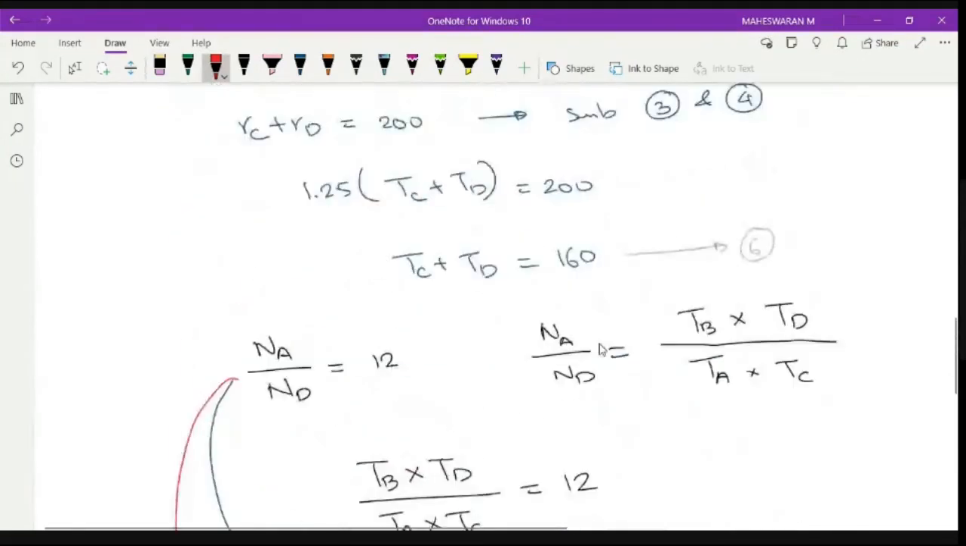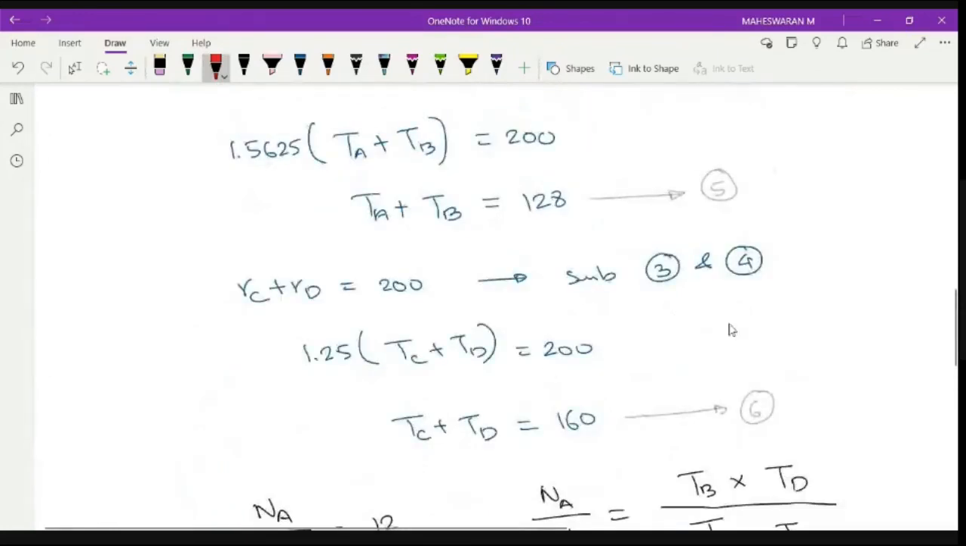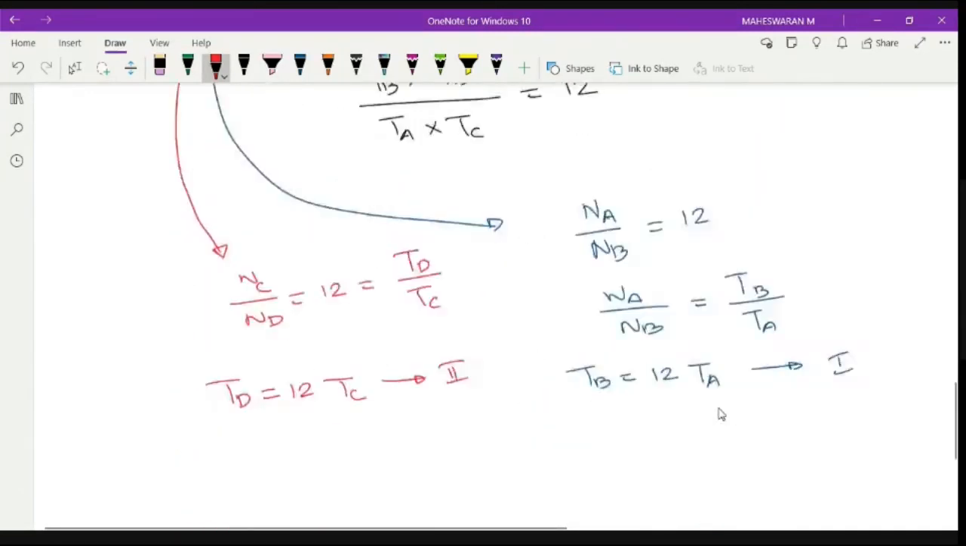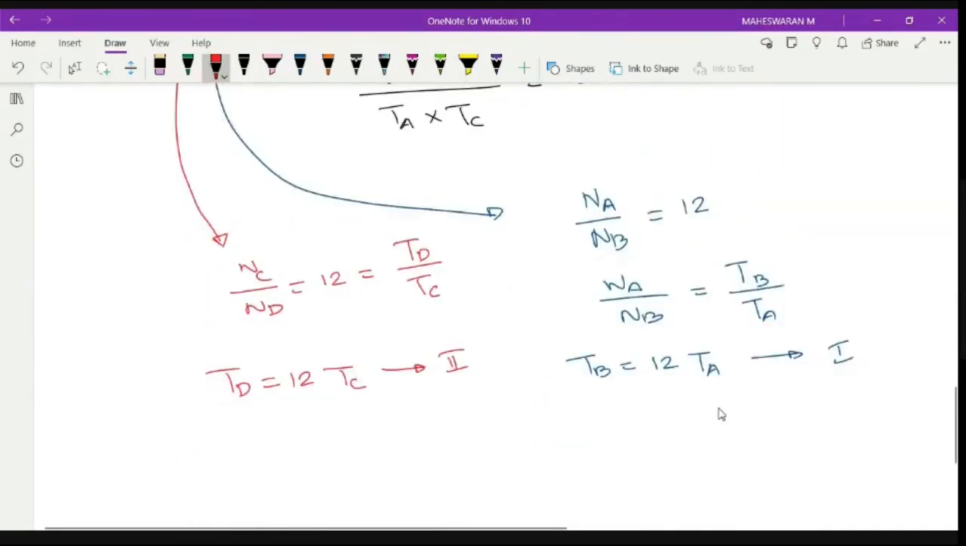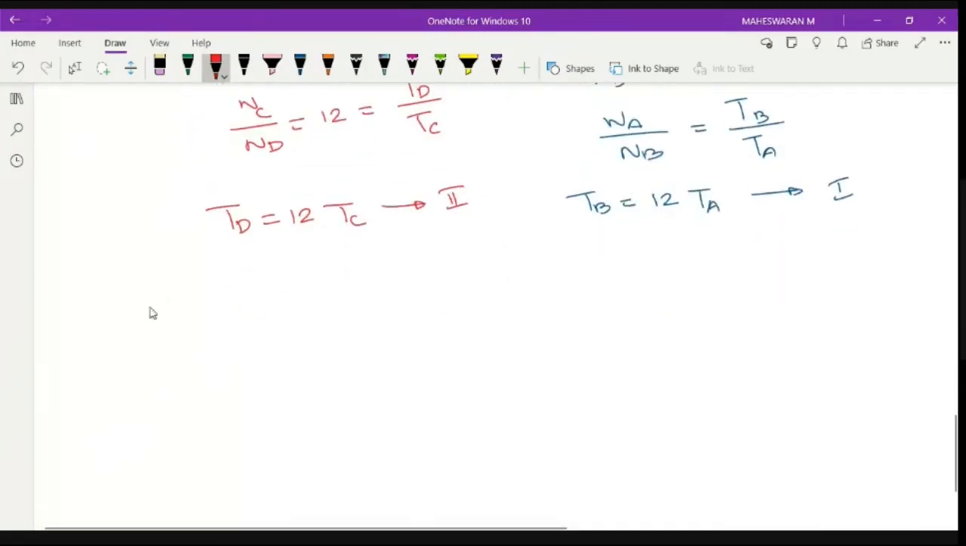TD in terms of TC, I can substitute in equation 5 and equation 6, right? To identify what is the value of TA, TB, right? Yes or no? Yes. Now substitute, let me consider.